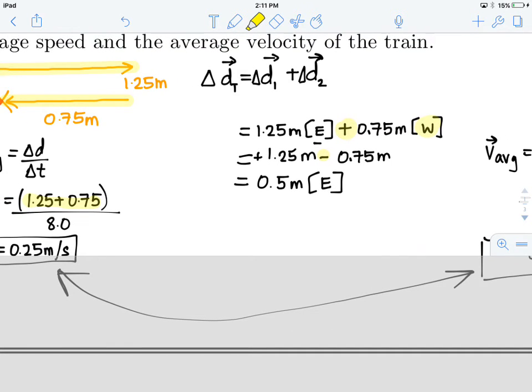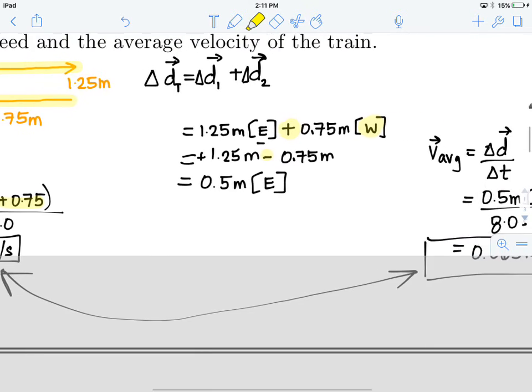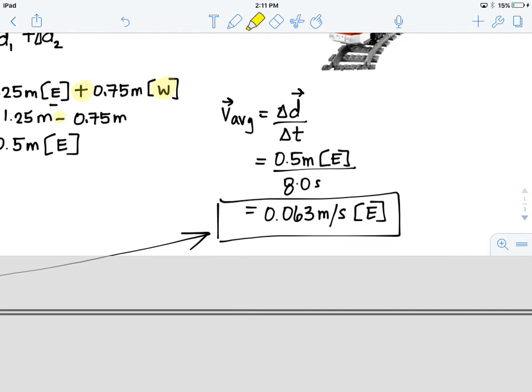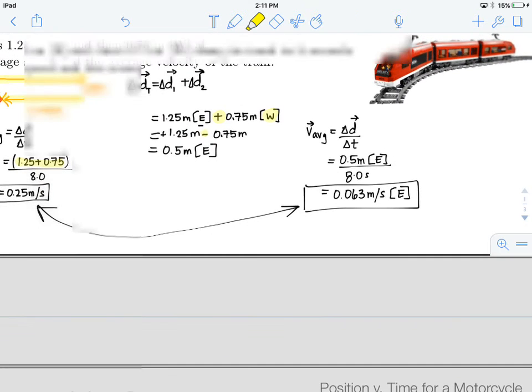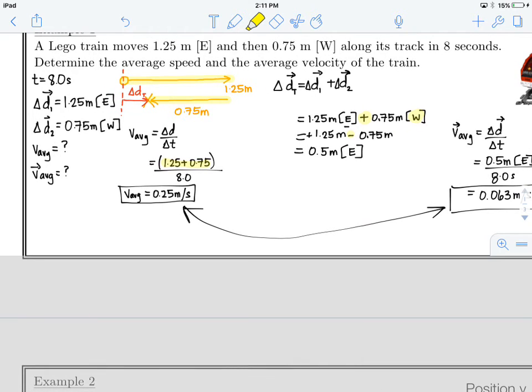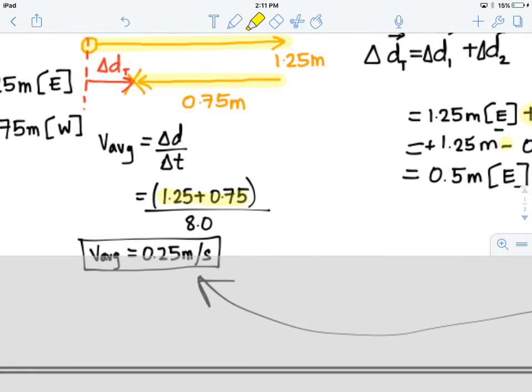So once we know the total displacement that the train makes, we can say, hey, wait a second, the average velocity is equal to displacement over time. So we get 0.5 meters east divided by 8 seconds, and we get 0.063 meters per second east as our average velocity.